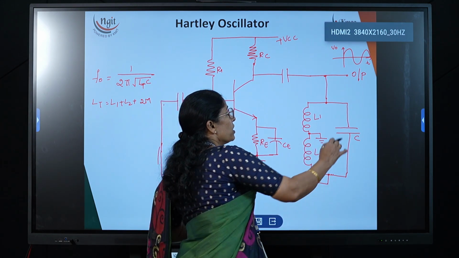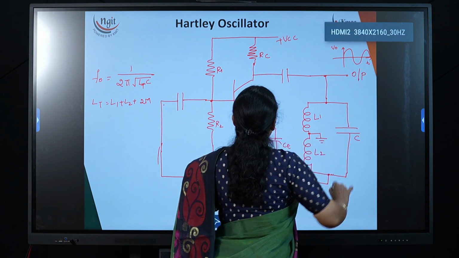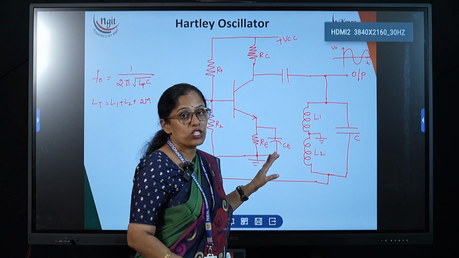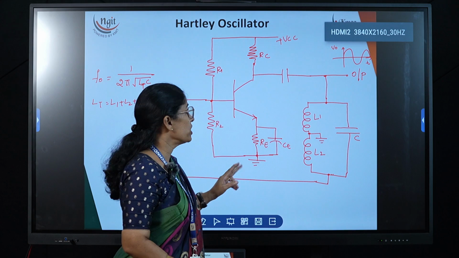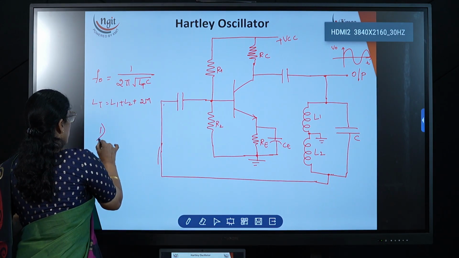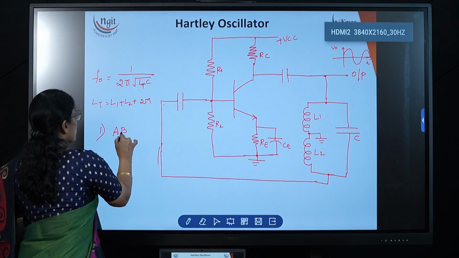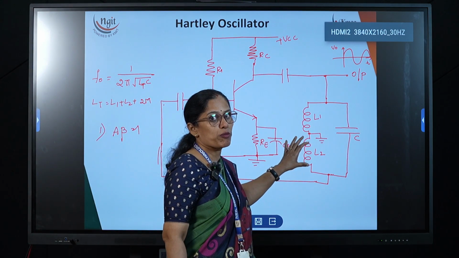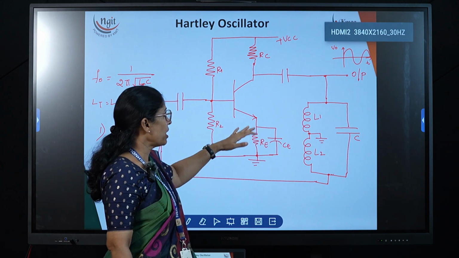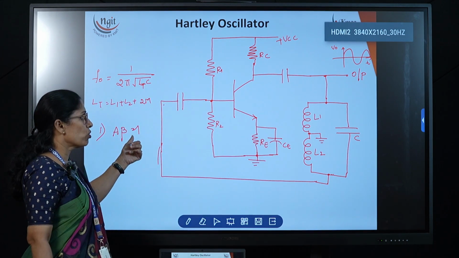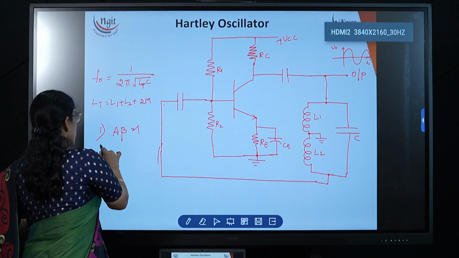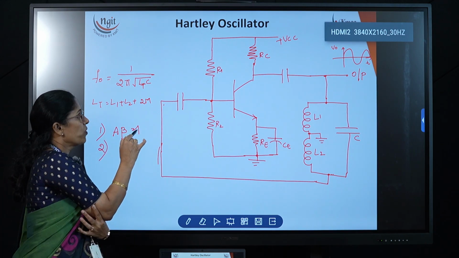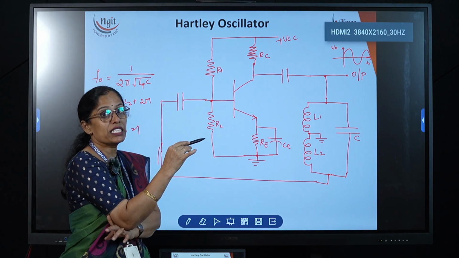Thereby it will generate the oscillations, but it has to satisfy two conditions. Condition number one is what? Magnitude of loop gain A beta is equal to 1. Here we have to set the feedback signal such that the overall gain of this circuit, A beta, is equal to 1. And the second condition is the loop phase should be 0 degrees or 360 degrees.